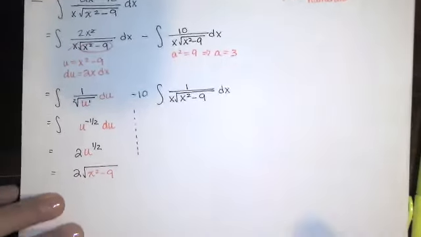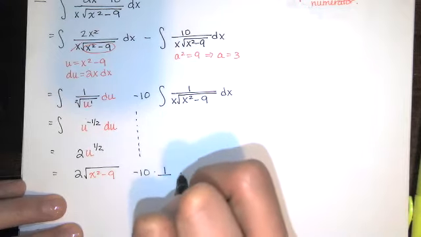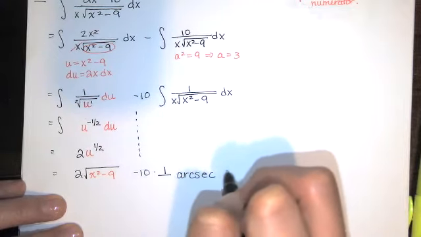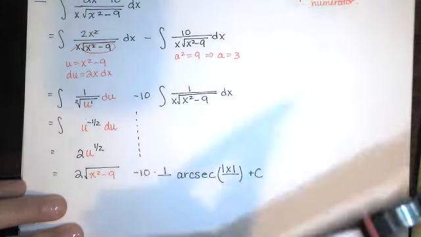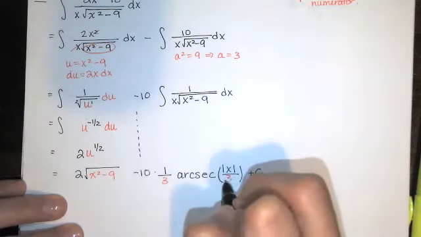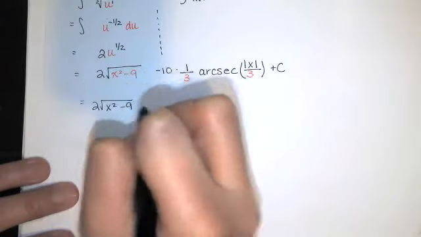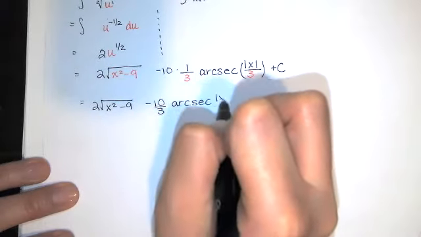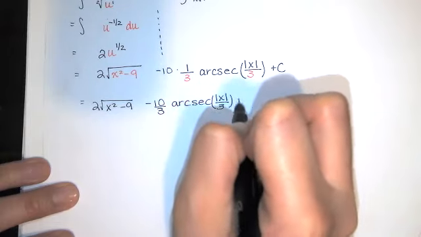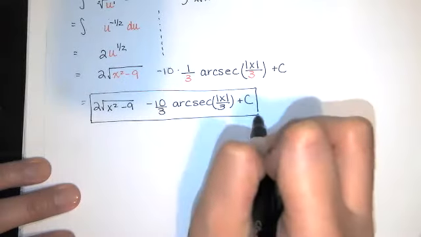I bring down my negative 10. And the antiderivative of this is 1 over a times the arcsecant of the absolute value of x over a plus c, and a is 3. So we substitute in 3, and then we simplify. So we get 2 times the square root of x squared minus 9 minus 10/3 times the arcsecant of the absolute value of x over 3 plus c. And that's that right there.